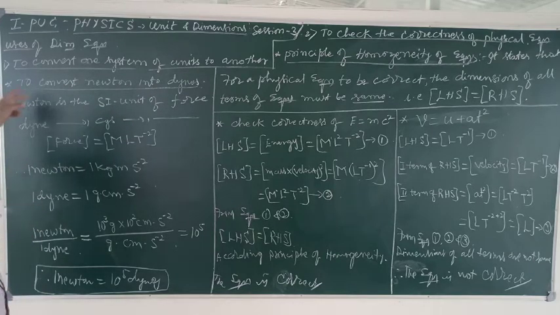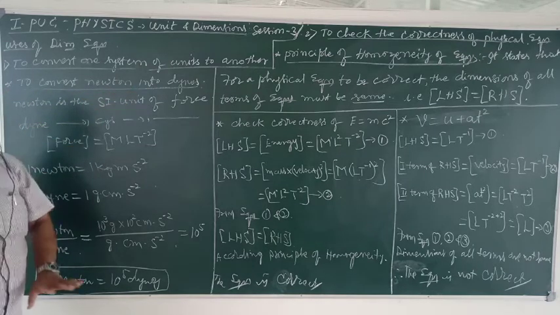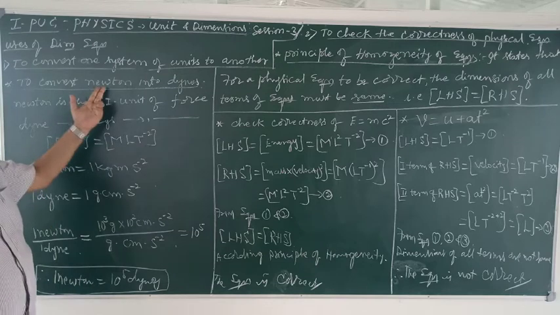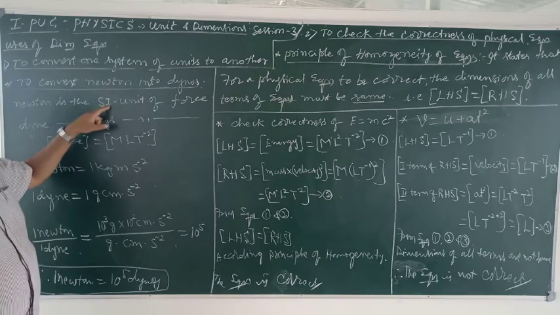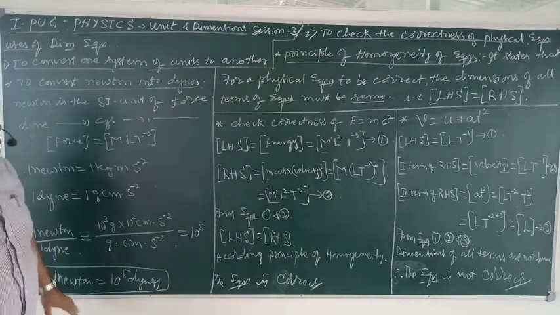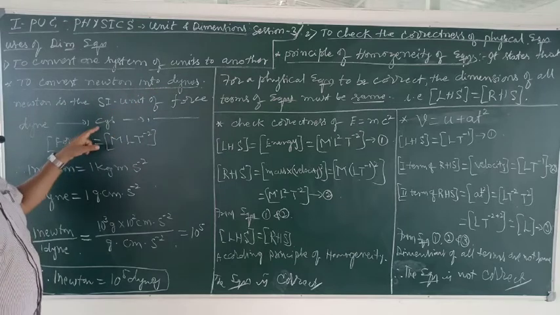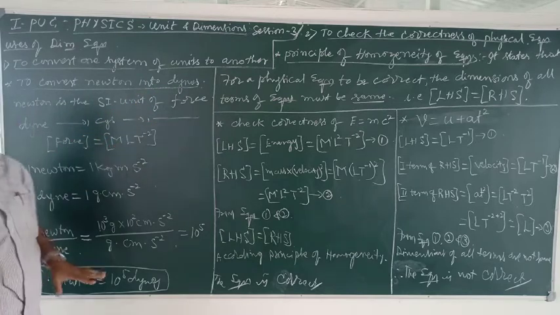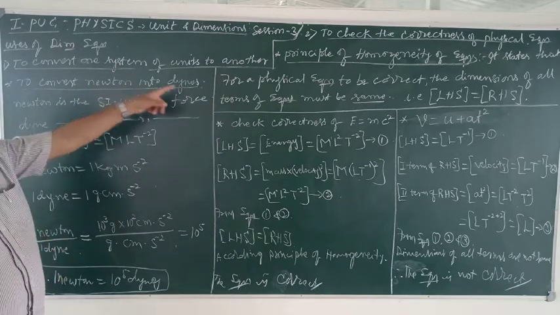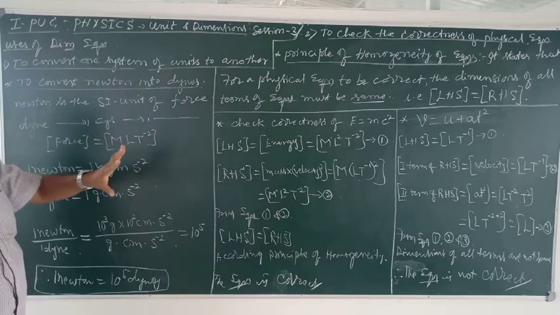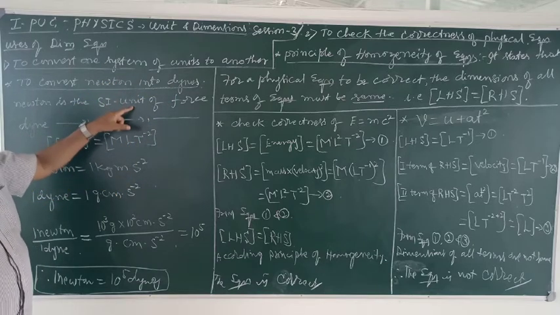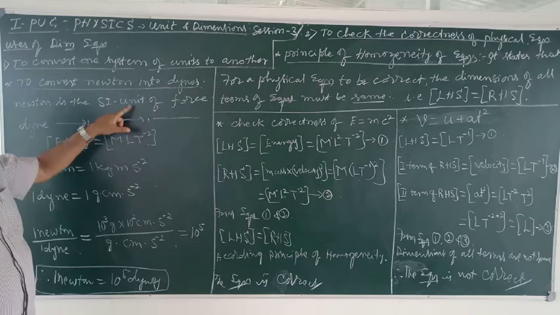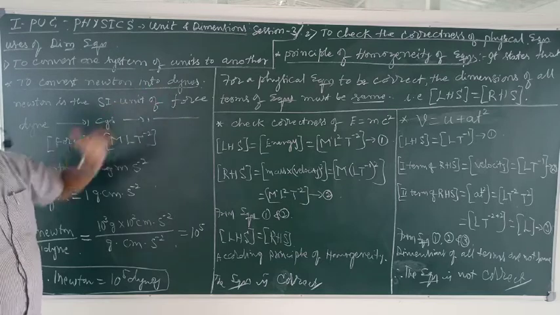Under that, yesterday we did 2 things. The next we shall move to convert Newton into dynes. So first you should know Newton is the SI unit of force. Dyne is the CGS unit of force. Both Newton and dynes are units of force, but Newton is the SI unit according to the SI system, and dyne is the CGS unit.